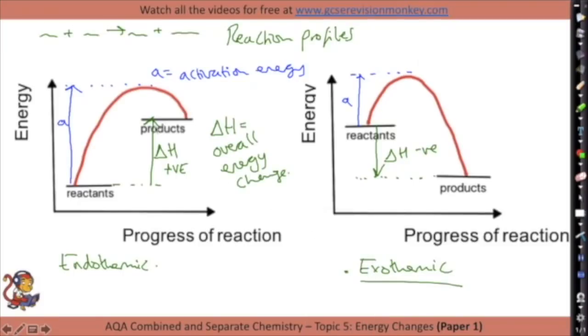The only other thing that you might be asked to do is show the effect of a catalyst on these diagrams. A catalyst provides an alternative pathway with a lower activation energy. It tends to come up in paper 2, that definition, but here we can show an alternative pathway with a lower activation energy. So it's got to be lower than the activation energy here, and in the same way on this side to show the catalyst.